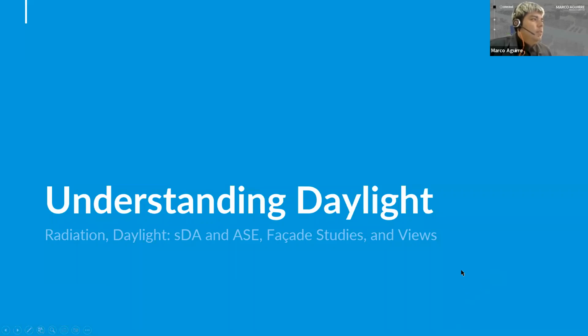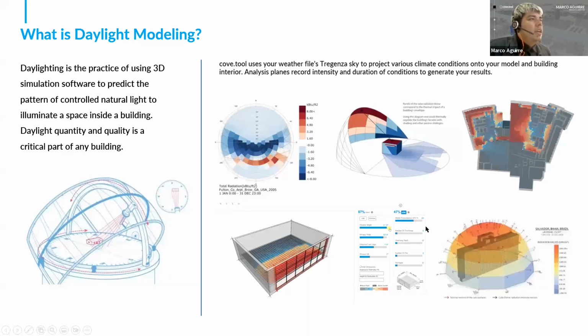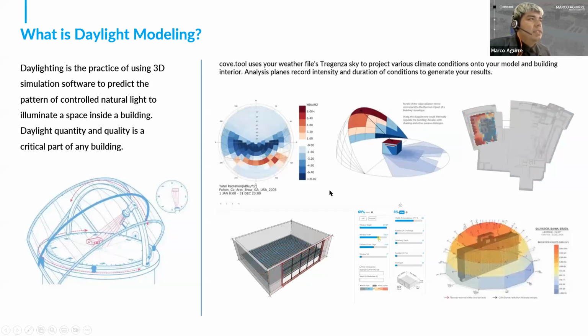So let's start going through the different analysis types. The first analysis that we're going to be talking about is daylight. And there are two daylight analyses that we have in GovTool. We have SDA and ASE. So we're going to go through those in a moment.